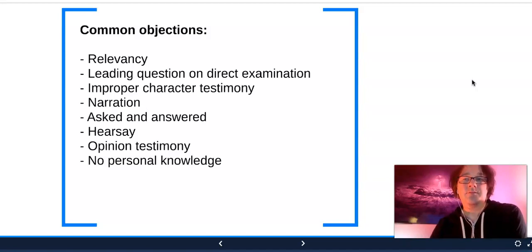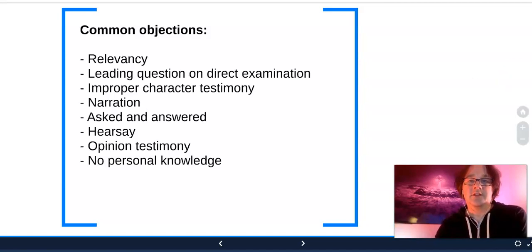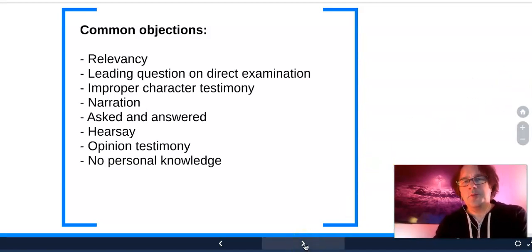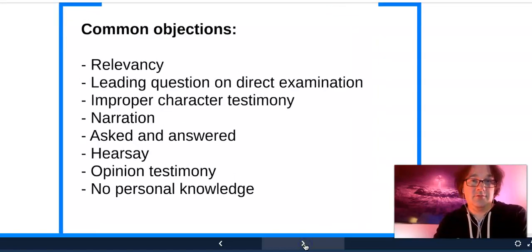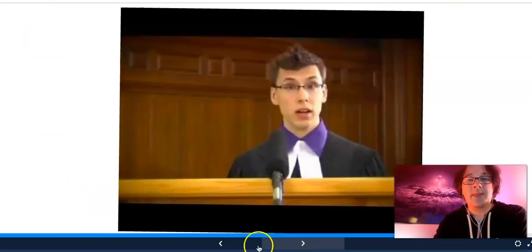So you might raise an objection, and of course you want to do it before the witness starts to answer the question and say, objection, Your Honor, no personal knowledge, right? That this person doesn't know the answer to this question. And it would be up to the judge to determine whether they agree with you or not, right?